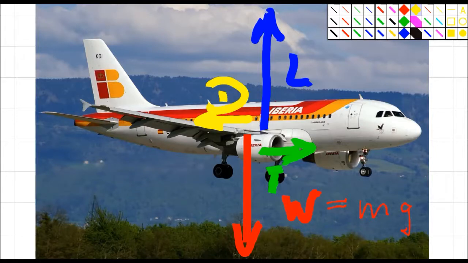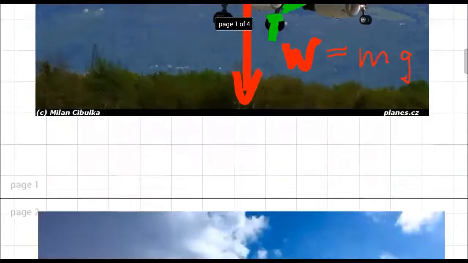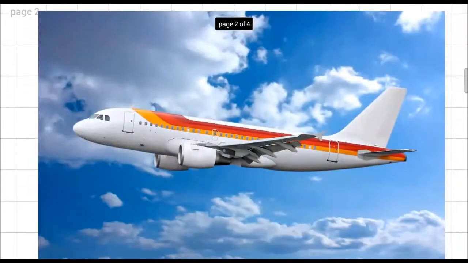Lift and drag don't have a direct relationship. Thrust and weight do not have one. Lift and thrust do not have one, and drag and weight do not have one. So the related forces are weight and lift. They belong together. Drag and thrust belong together.